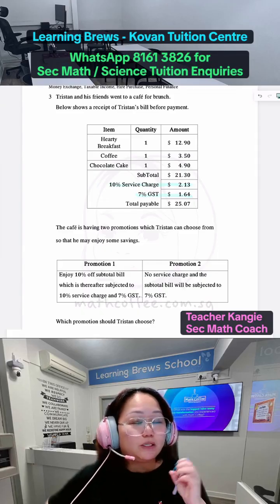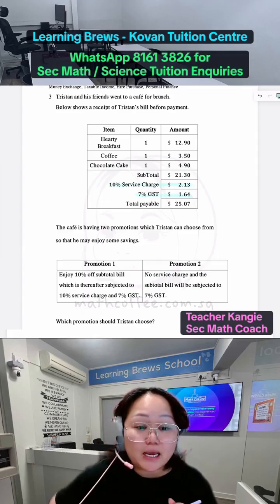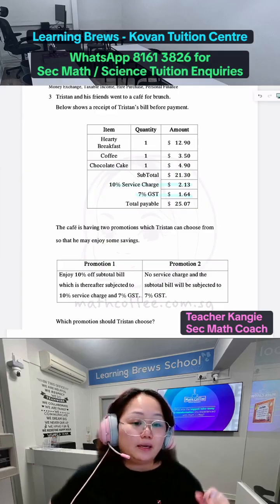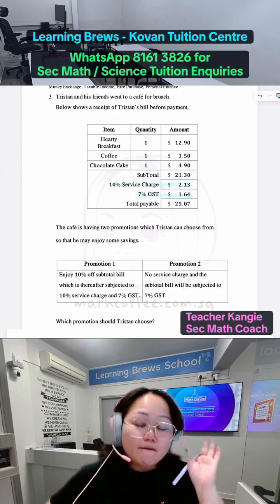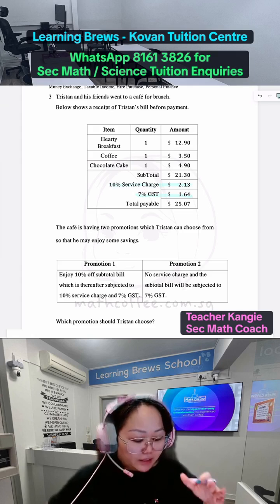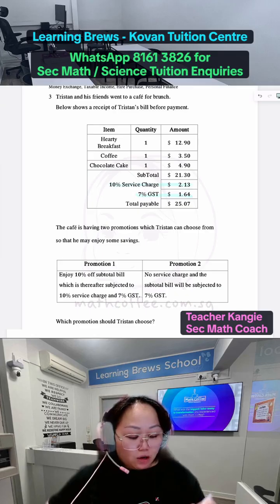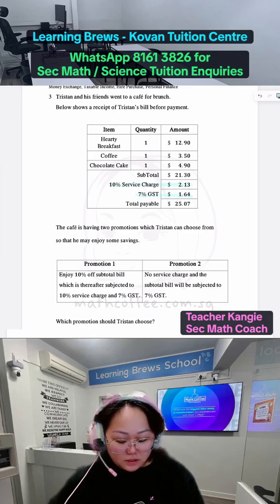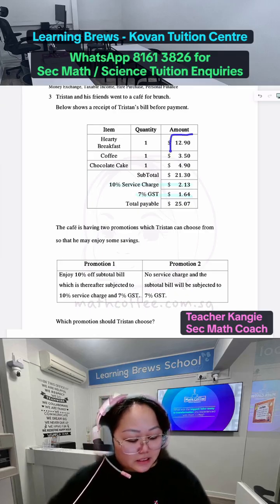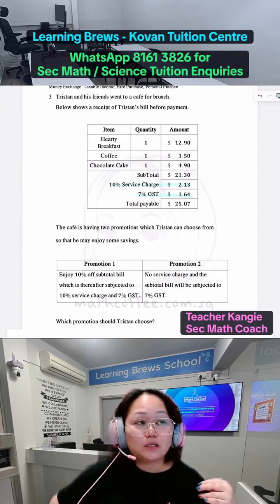So the common mistake is students will say, oh, 10 and 7, 17% I have to pay extra, correct? Yeah, that's what students always do. But that's a mistake. Firstly, you must understand what is the 10% and what is the GST, right? So the 10% service charge is based on, okay, 10% is a charge that is charged by the restaurant.